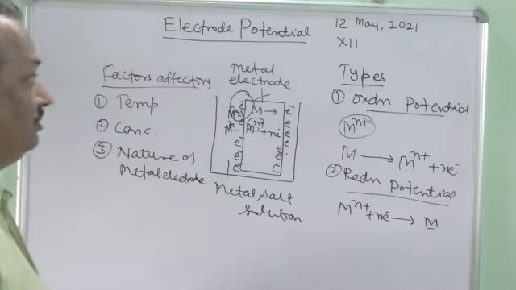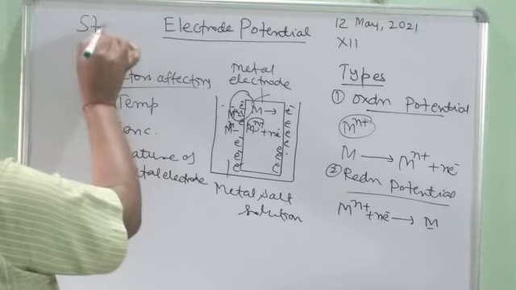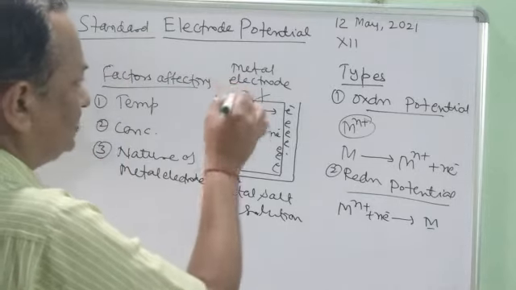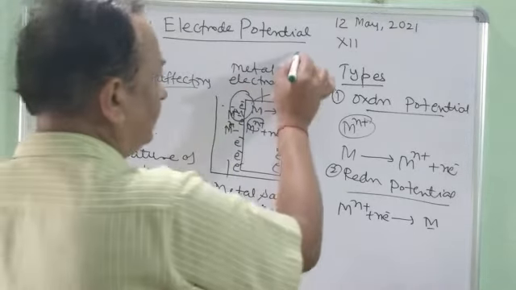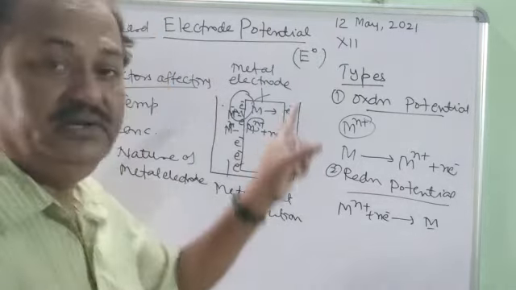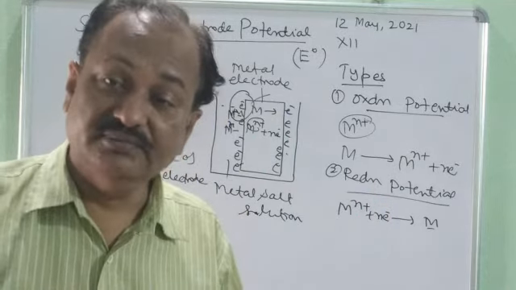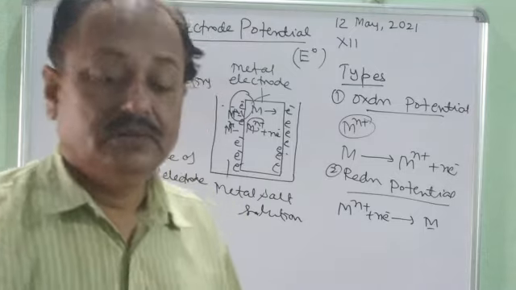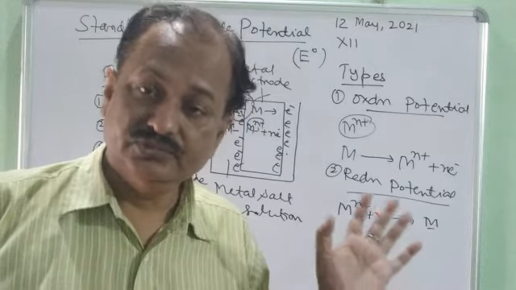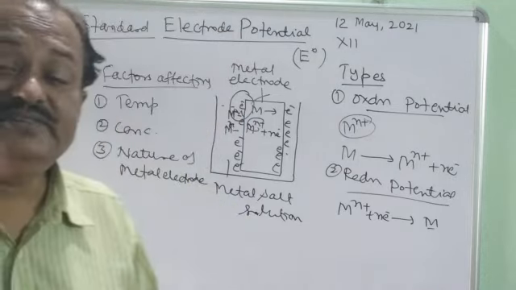Now coming to a very important point, the standard electrode potential. We will see about the standard electrode potential, and it is represented as E naught. Standard electrode potential is defined as the electrode potential developed when a metal electrode is dipped into a solution of a metal salt and it is measured under standard conditions.